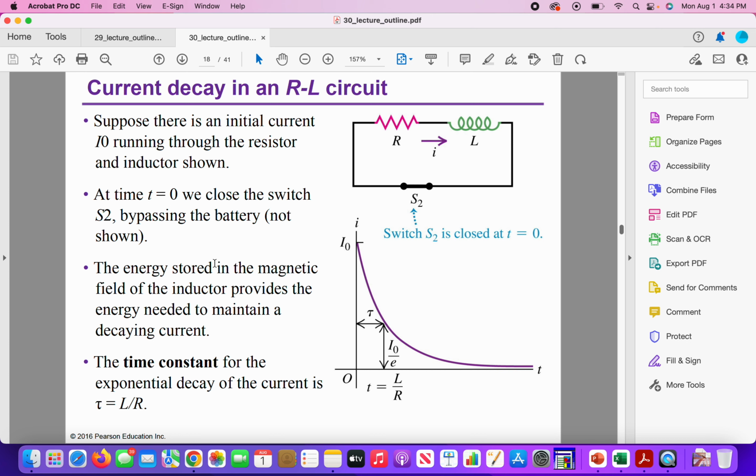I will say when we have the time equals L over R, which is tau, then the current is going to be I0 over 2.